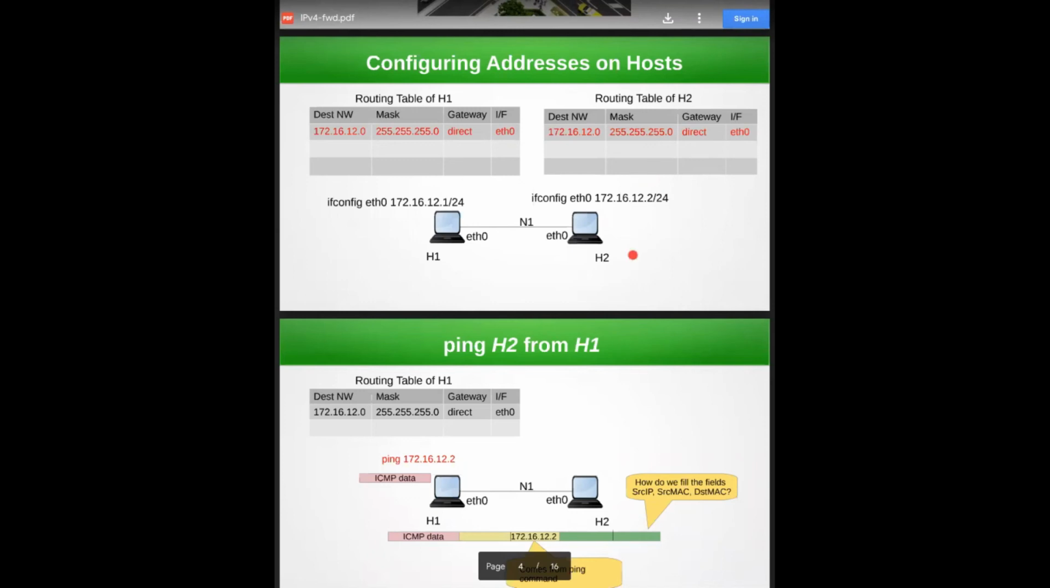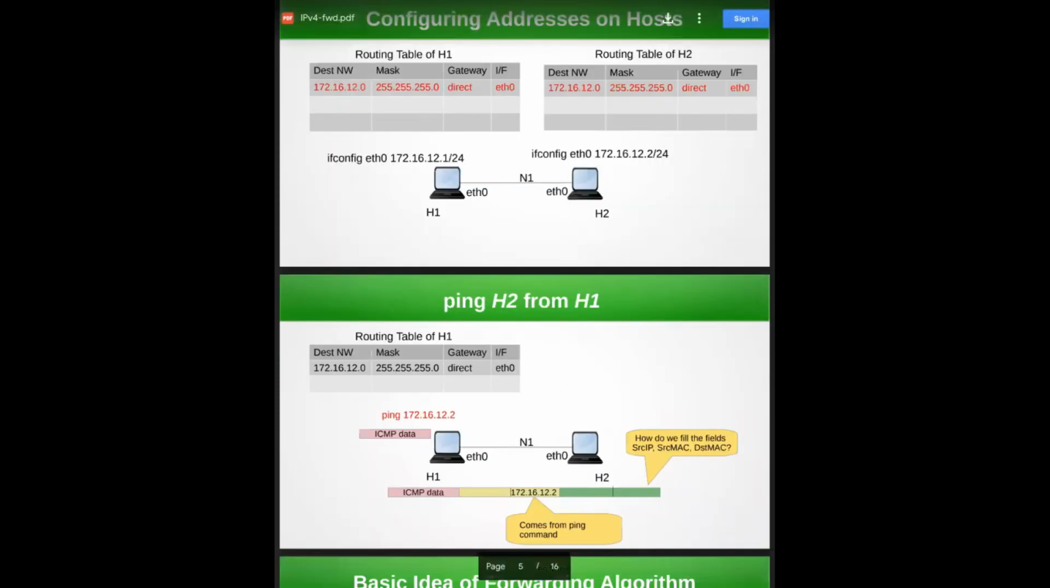Okay, given that it happens that way, now I want to ping, right? I want to do a ping operation from H1 to H2. Okay, so ping H2 from H1.